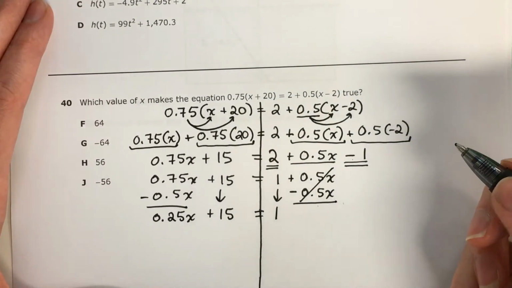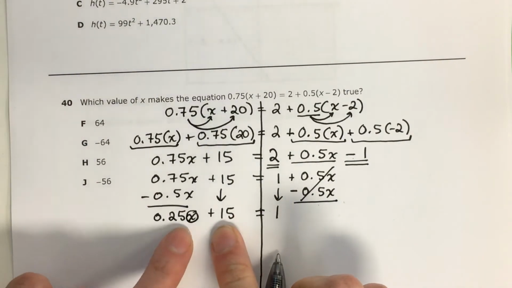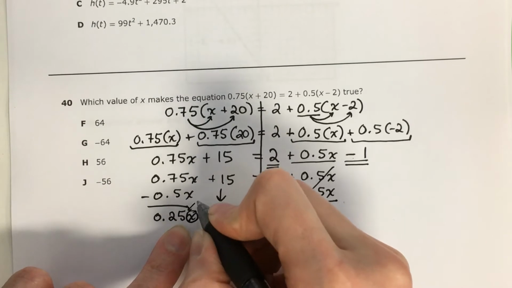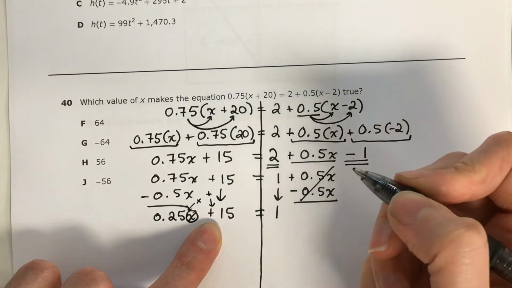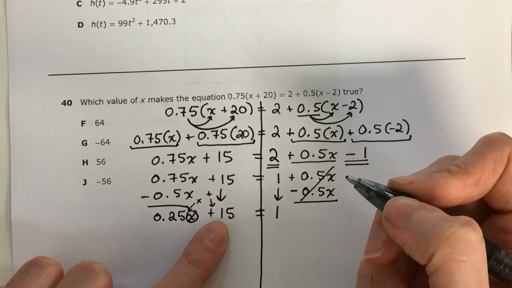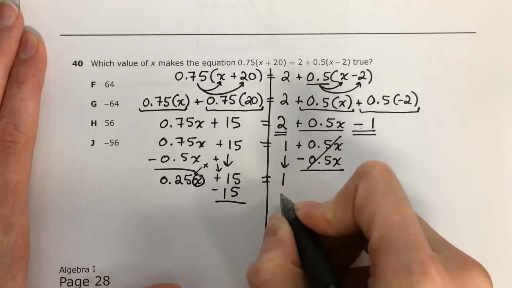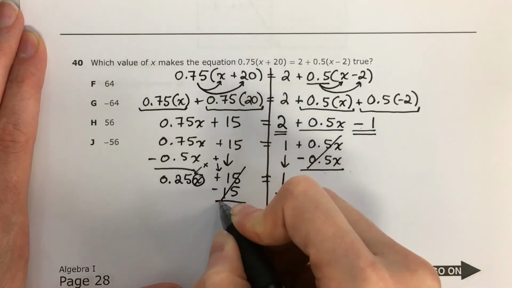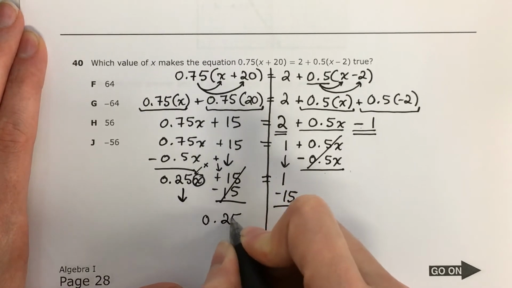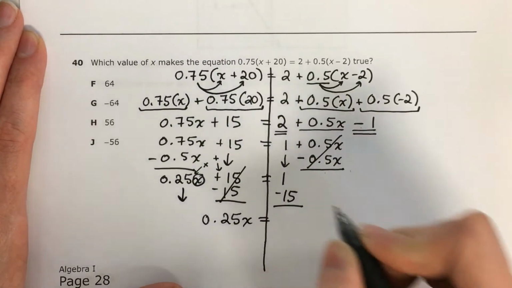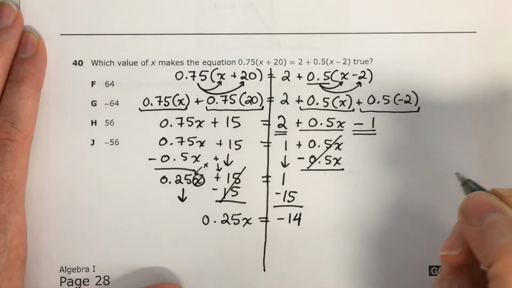It cancels. Now I want the x alone. I have two numbers with x. This number, there's nothing in the middle. That means it's multiply. And this number has a plus in the front. What's first? Plus. The opposite of plus? Minus. Minus 15, minus 15. This cancels because it's 0. Copy down 0.25x equals 1 minus 15. Put in the calculator, you get negative 14.